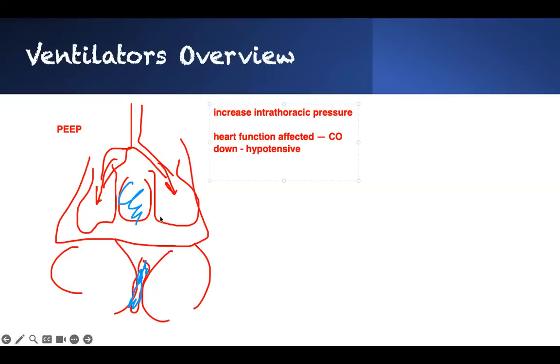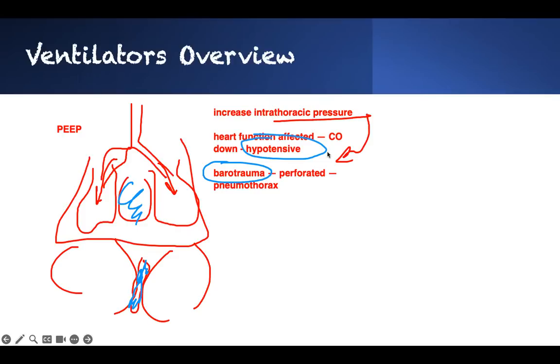The other thing too is the lung that is being open for a long time can develop a barotrauma. That means pressure trauma to the lung and the lung will perforate. When the lung perforates, what is the name we give it? Pneumothorax. That means air comes out from the lung. And so this is the complication of PEEP. These two complications, you have to know them. Okay, hypotension and barotrauma are the number two complications, all leading from increased intrathoracic pressure. So this is something you have to know.